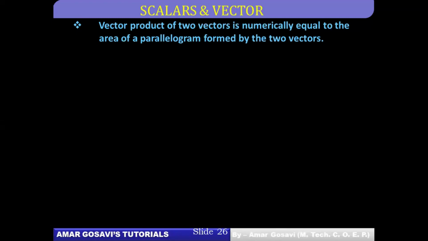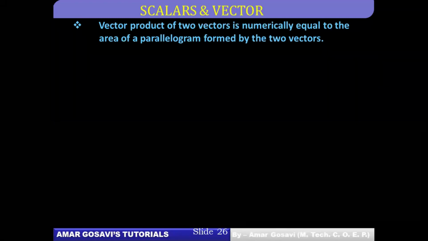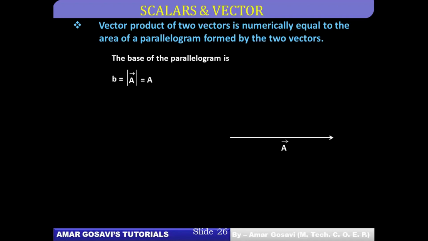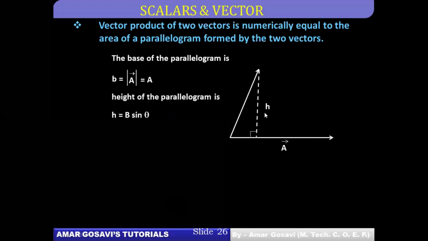Okay, so for example, just like work was a scalar product of force and displacement, vector product will be the area of the parallelogram formed by the two vectors. Let's see how. Say the base of the parallelogram, I will consider it as vector A. So A bar is representing the base of the parallelogram. The height of the parallelogram is say h. Here the h stands for the height of the parallelogram.